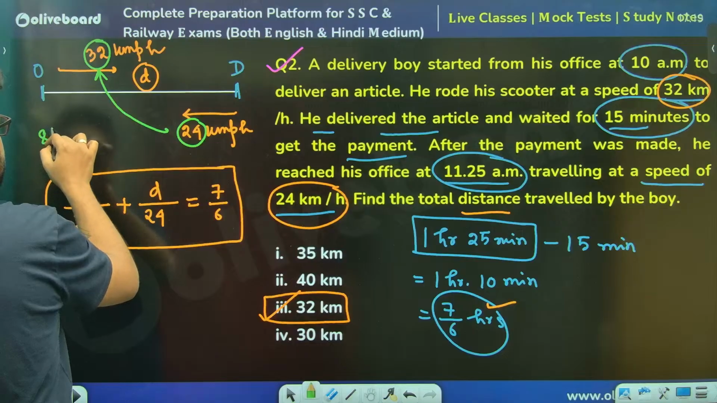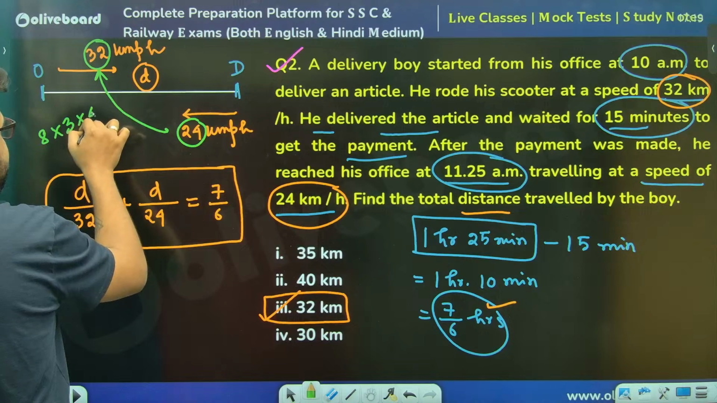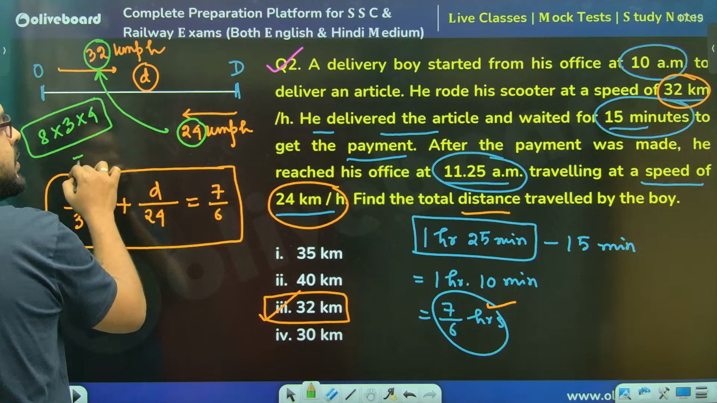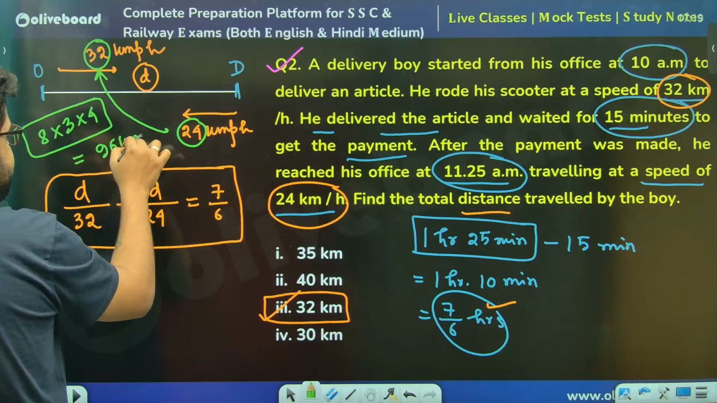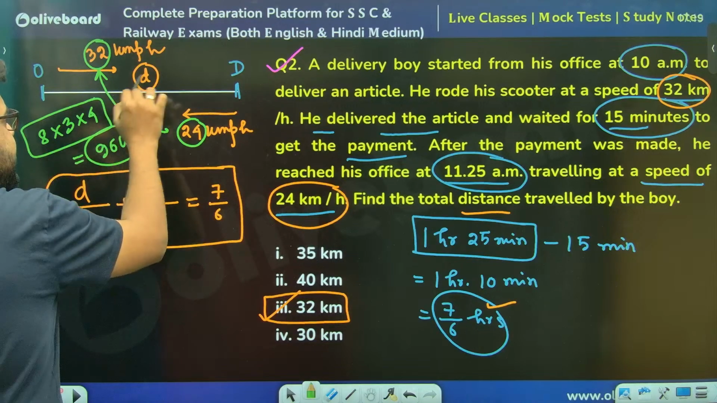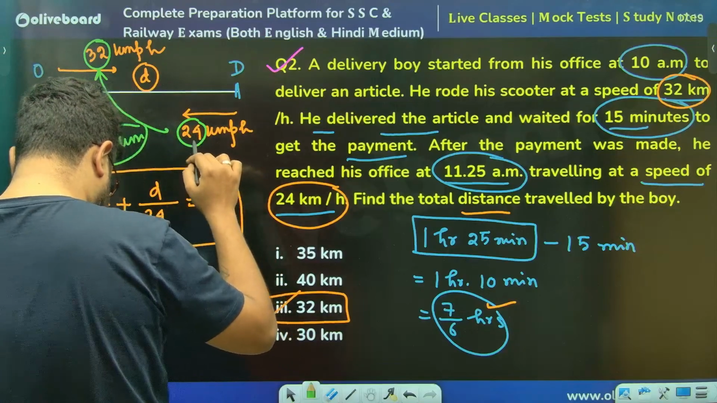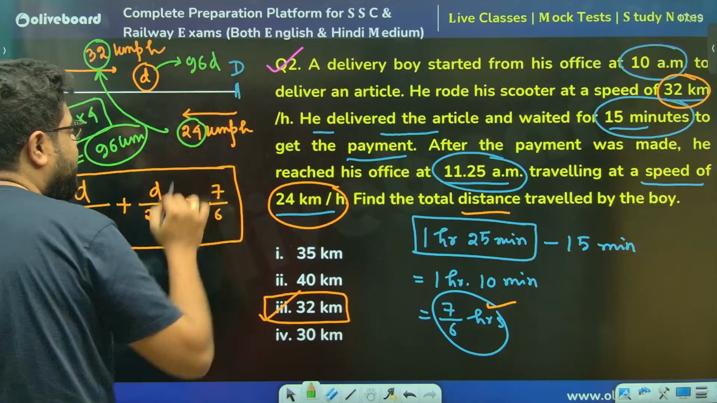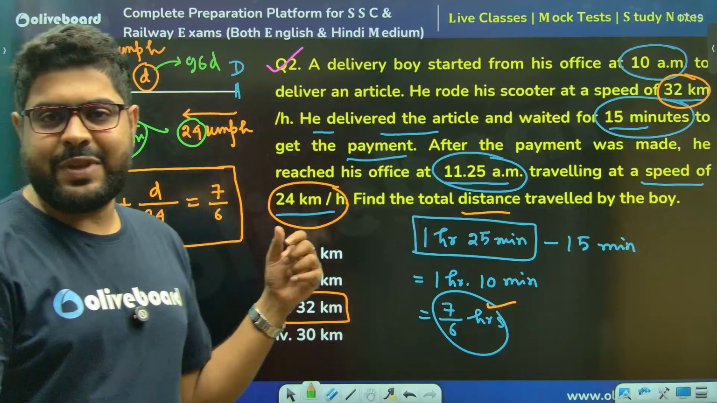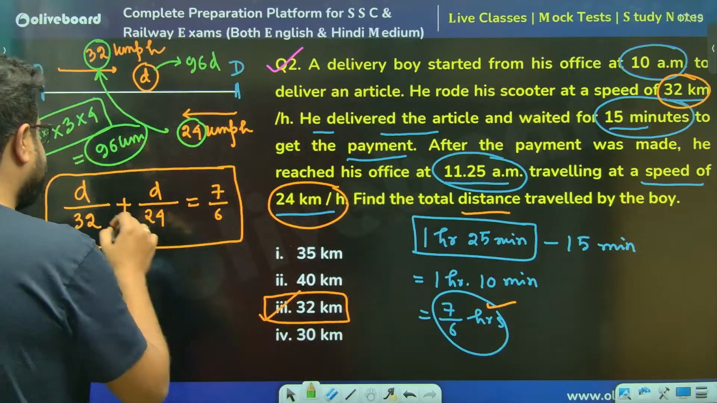8 is common, 3 into 4, that's the LCM, right sir? So this is 24 times 4, that is 96. So rather than taking this as D, take it as 96D. Calculation will be much better.